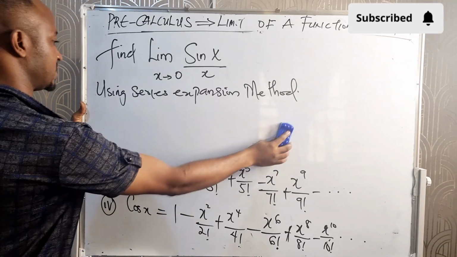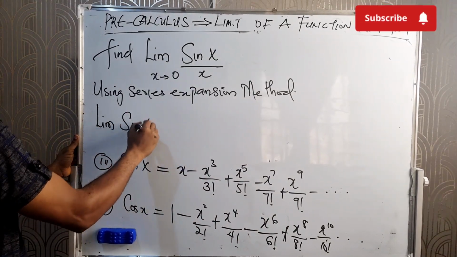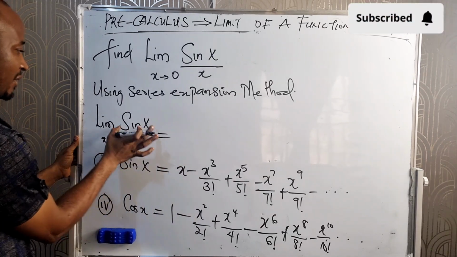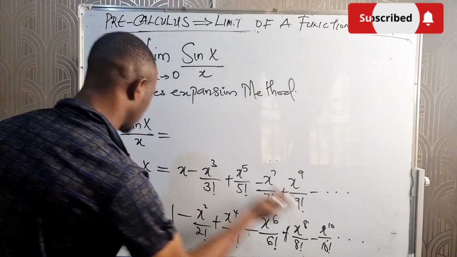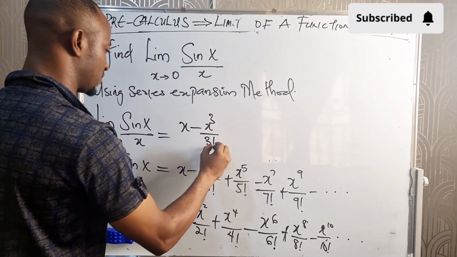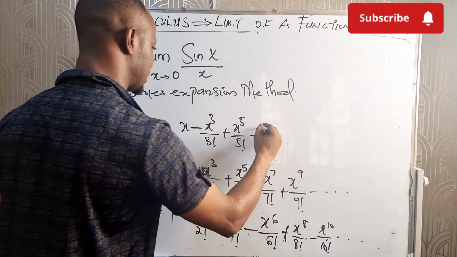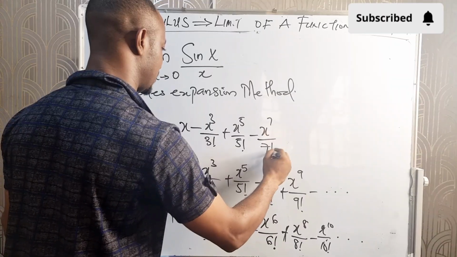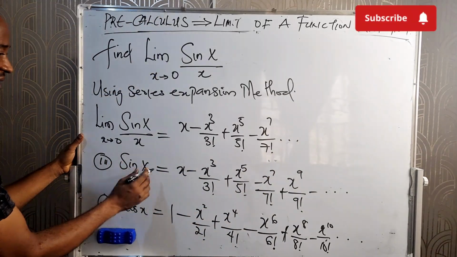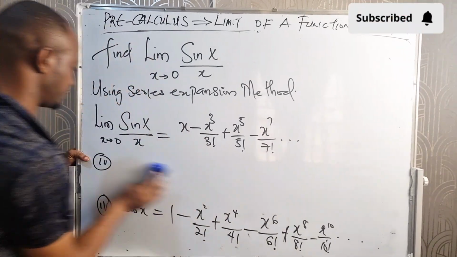Let me take this up because we're going to have the limit of sin x over x as x approaches 0. That means the whole of this over x. I'm going to repeat this as x minus x cubed over 3 factorial plus x to the power of 5 over 5 factorial minus x to the power of 7 over 7 factorial, dot, dot, dot. I can stop here, right? This is just for only sin x. Exactly.